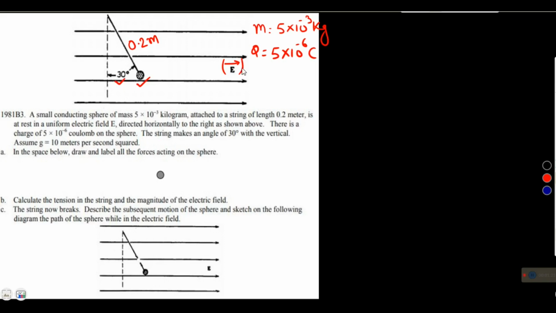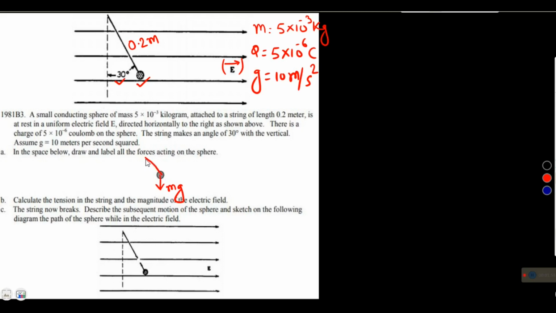With the vertical, assume g is equal to 10. So we have to take g equal to 10 meter per second squared, right? So the first question is, in the space below, draw and label all the forces acting on the sphere, right? So since its mass is given, first of all it will have mg, right? Let us draw. See, there will be a force mg acting vertically downward, right?